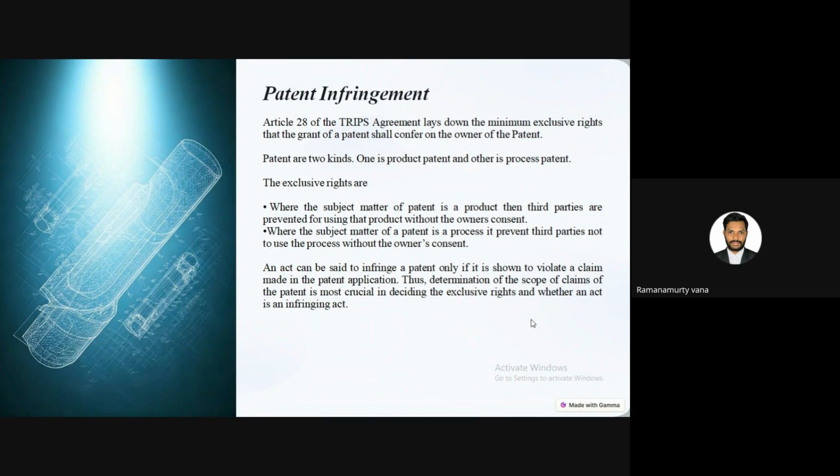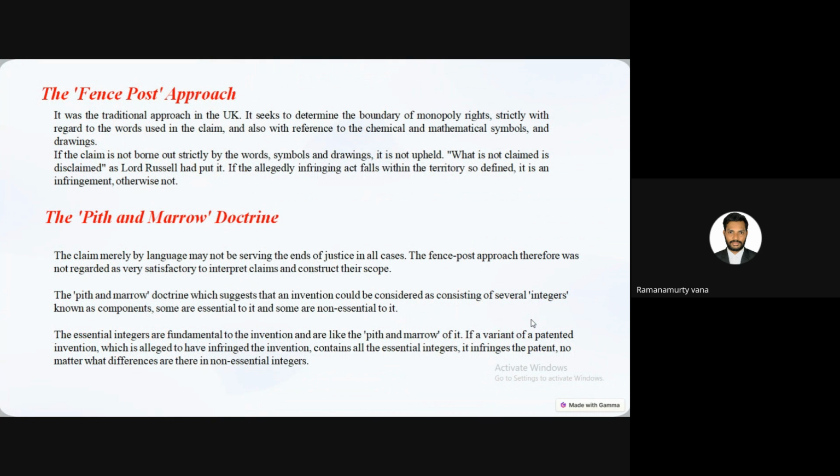So an act can be said to infringe a patent only if it is shown to violate a claim made in the patent application. Yesterday I also said that when the patent is not registered, you cannot ask for protection against infringement. So determining the scope of the claims of the patent is most crucial in deciding the exclusive rights and whether the act is an infringing act. In Article 28 of the TRIPS Agreement, there are also the Festo approach and the Pith and Marrow doctrine. So what is the Festo approach?